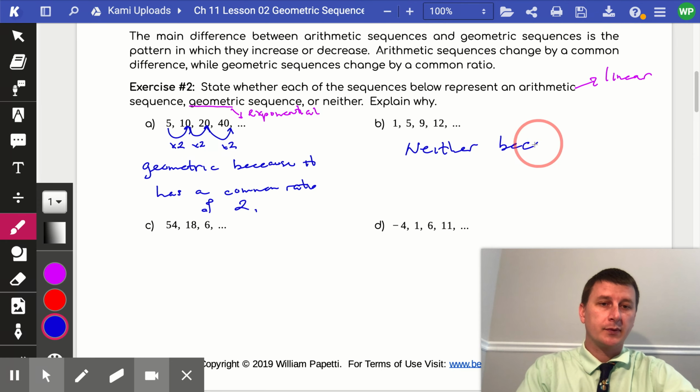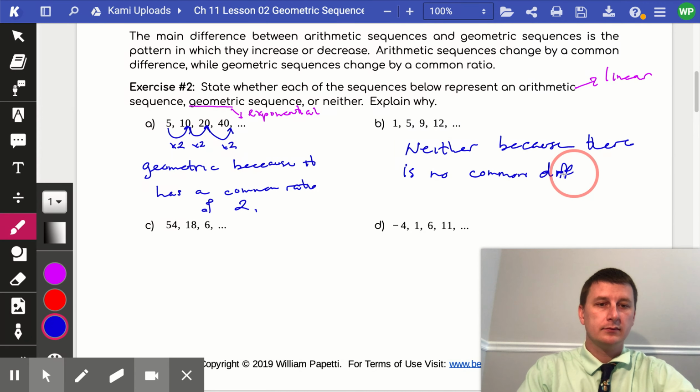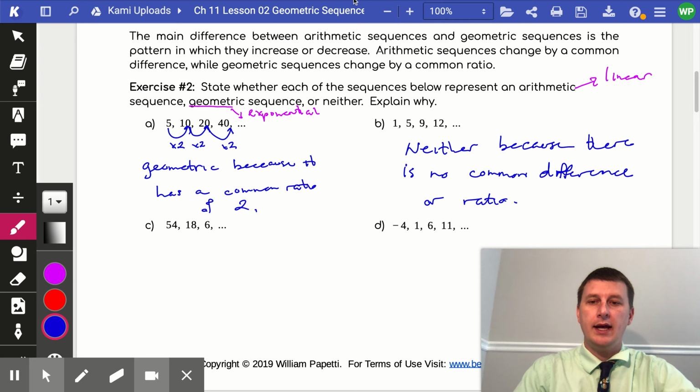because there is no common difference or ratio. And now we go to part C. Again, pause the video until you think you know the answer, and then we'll go over it.